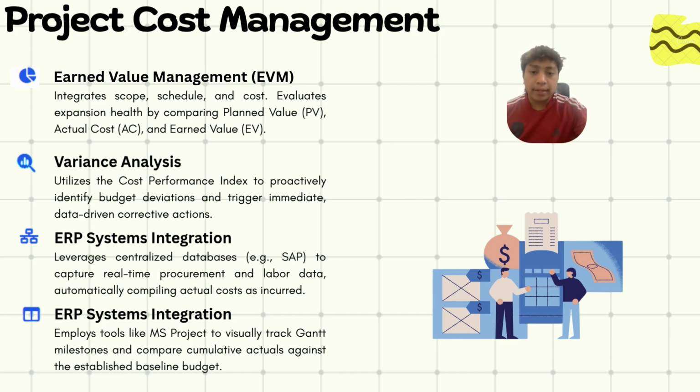end of the quarter. To facilitate this EVM tracking, we will utilize two main tools. First, a centralized enterprise resource planning system to automatically compile real-time procurement, labor, and overhead costs. Second, management dashboards like Microsoft Project to input our baseline budget and visually track our actual cumulative costs against our planned budget using Gantt charts.